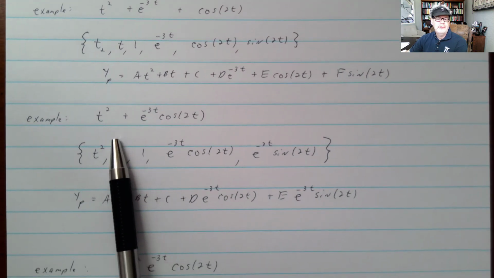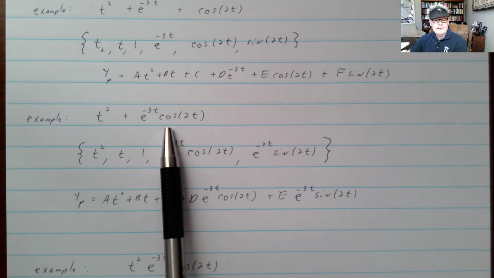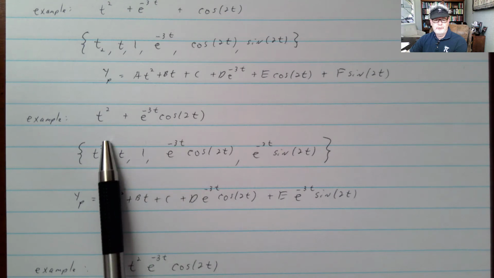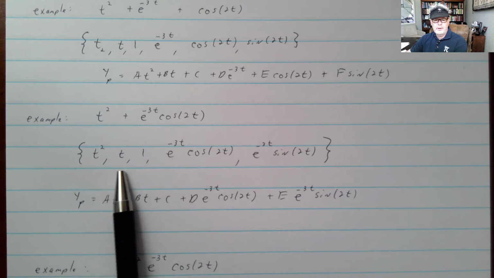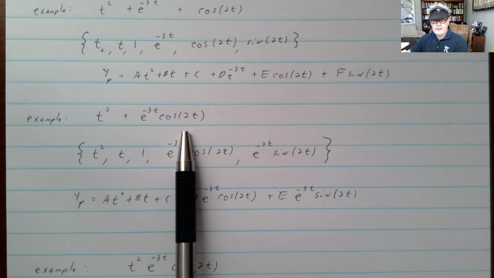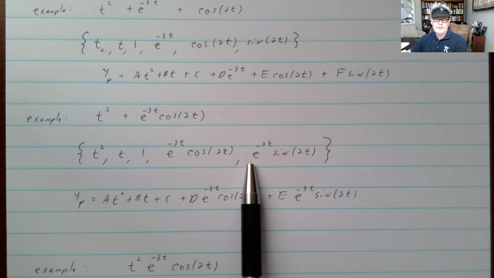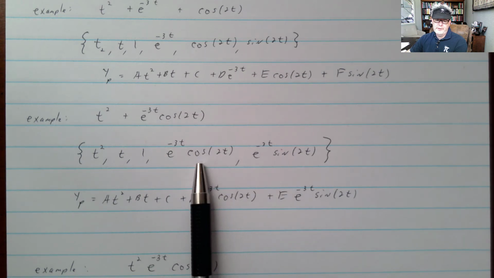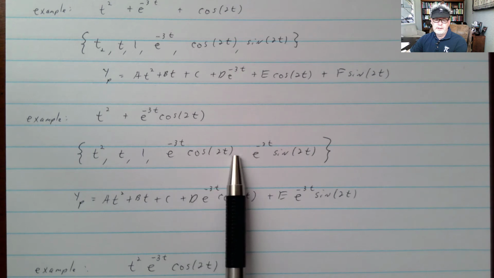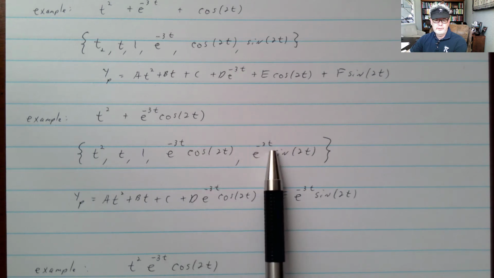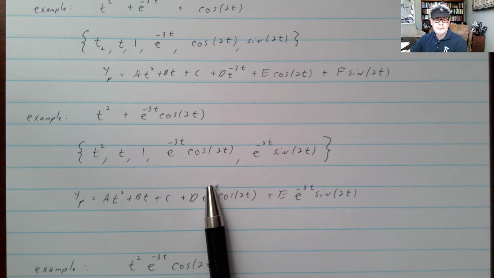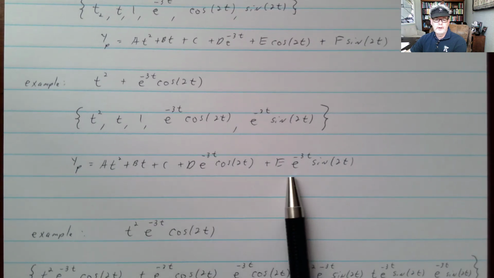So if I just had t squared times e times cosine, well, for this vector t squared, I need this general quadratic. For e times cosine, I need e times cosine and e times sine. And I didn't look at the derivatives, but if you look at the derivatives, you'll never get a new function once you have these two. So that would be it. So your general solution would include all of those.